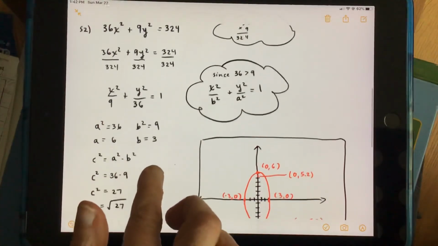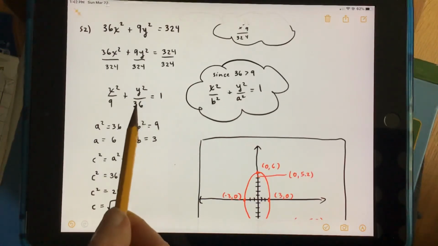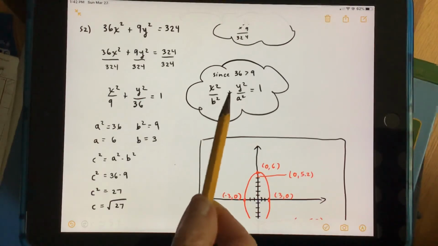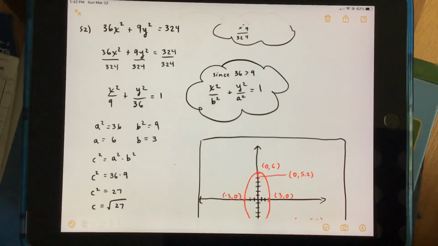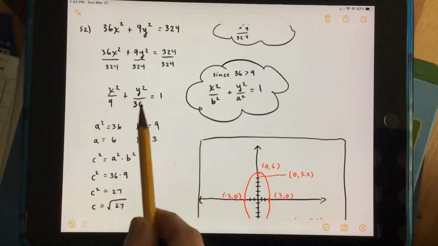Okay, now I'm ready to decide which equation I need to use for my ellipse. Because my number under my y squared is the bigger number this time, I'm going to use the equation x squared over b squared plus y squared over a squared is equal to 1. So this time my a squared is under the y squared because it's the bigger of these two numbers.